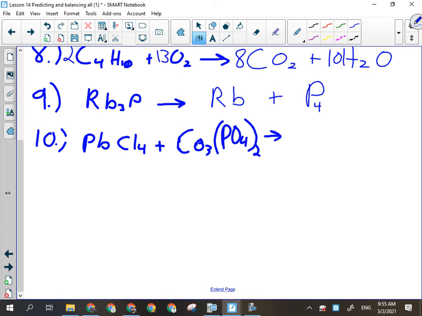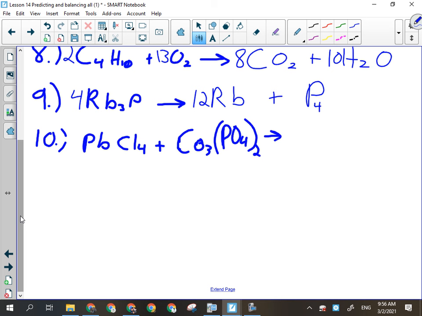Now I need to balance the reaction. So what should I do first? Yeah, get the phosphorus done here because it's the biggest number. Okay, so 4 on that side, 4 on this side now. 4 times 3 is 12. I got 12 rubidium, and the whole reaction is balanced.